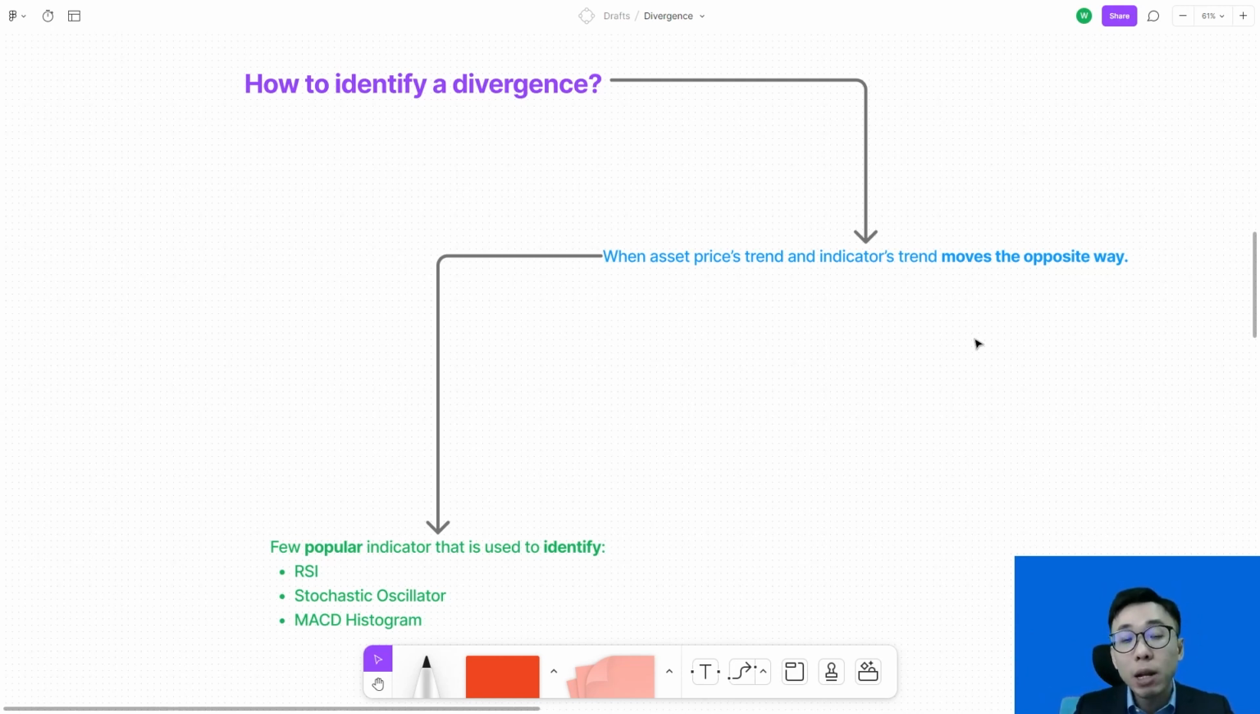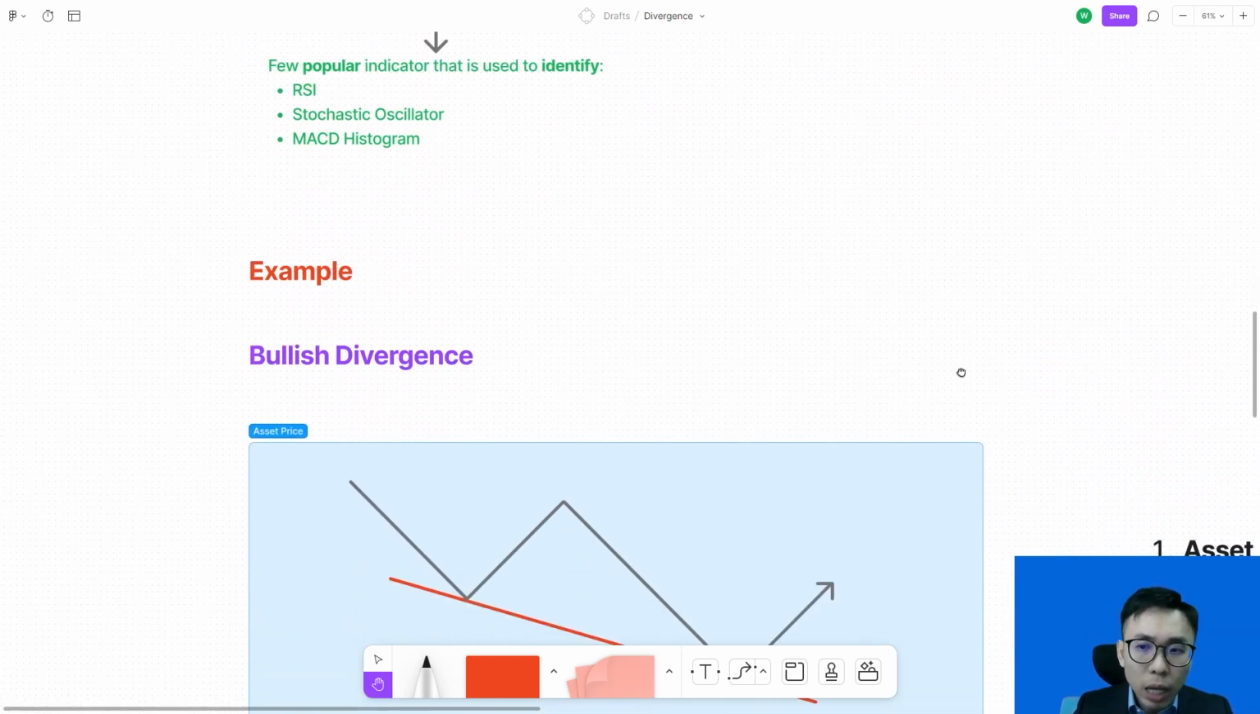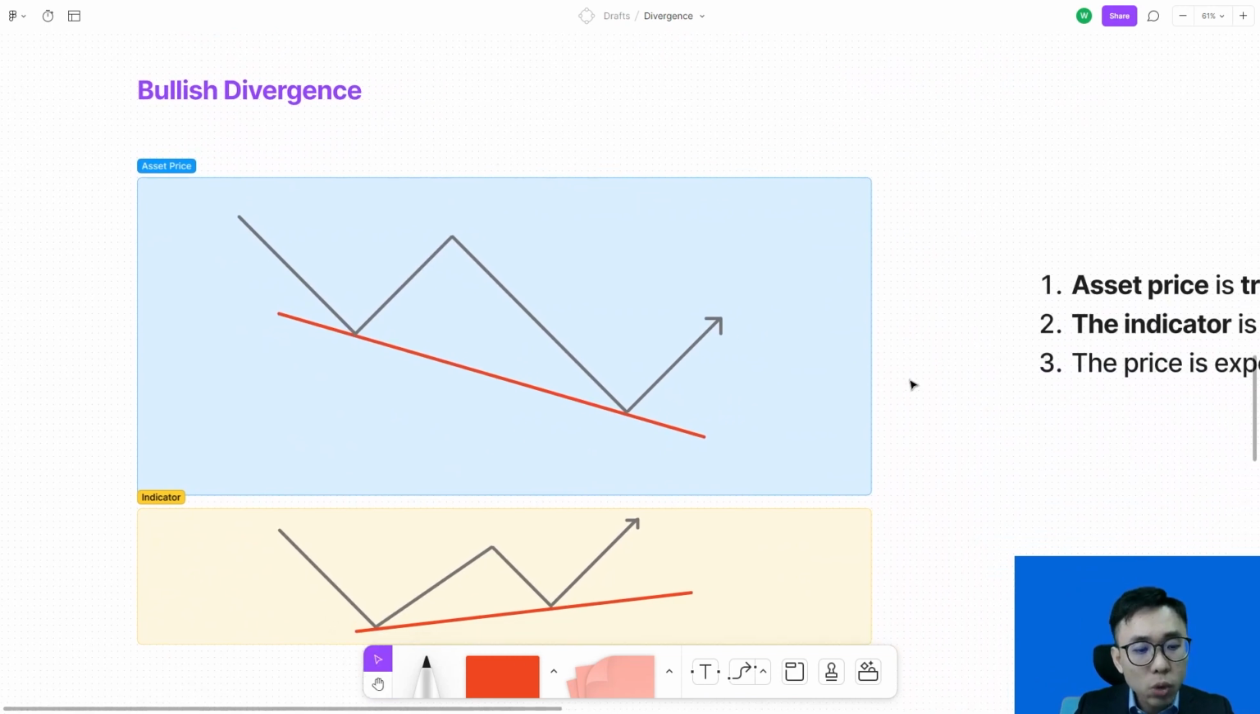Now, a few popular indicators used to identify divergence are RSI, also known as the Relative Strength Index, Stochastic Oscillator, or MACD. There may be other indicators that can be used to identify a divergence, but these are the three most popular ones because they are easy to read and easily accessible. So right now, we're going to look at how we identify a divergence. First off, we need to know that there are two types of divergence.